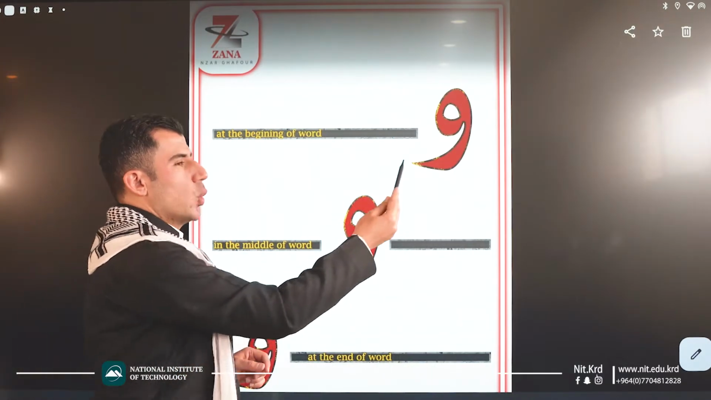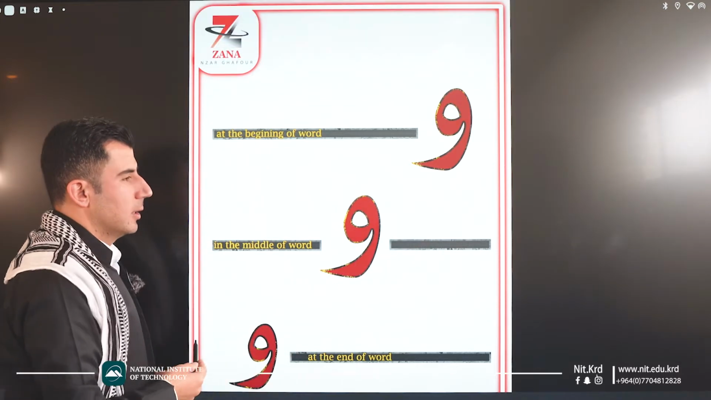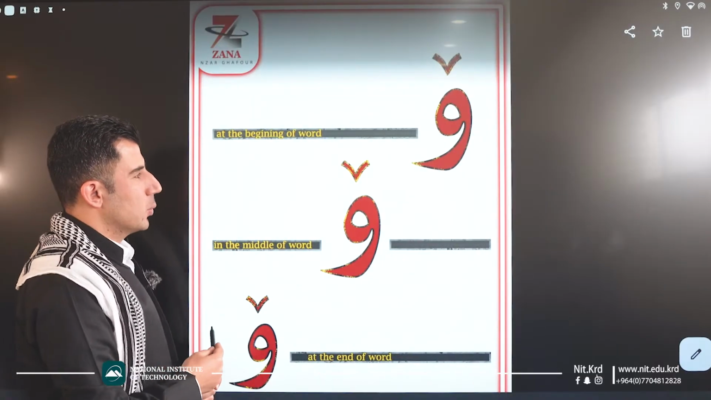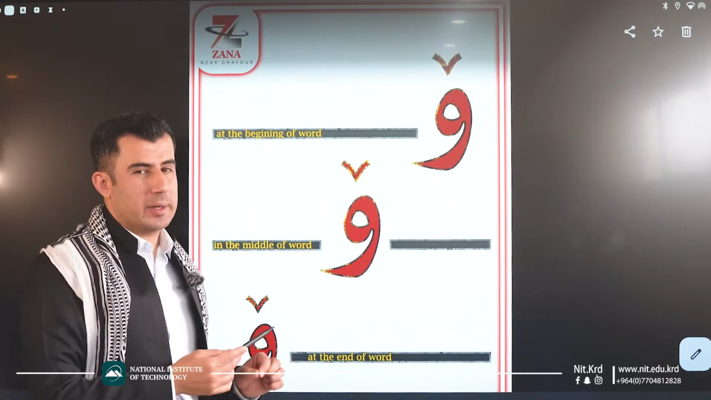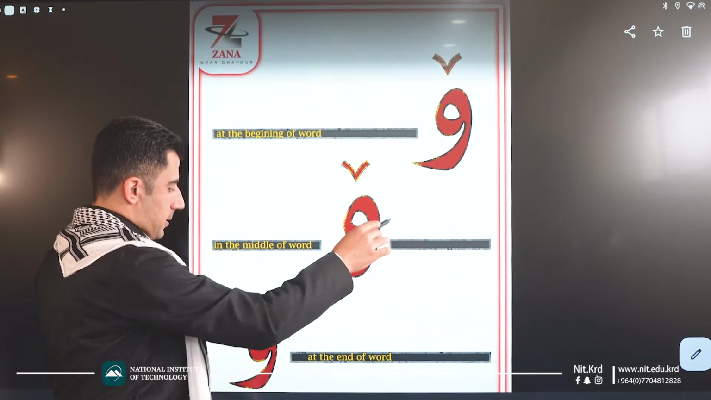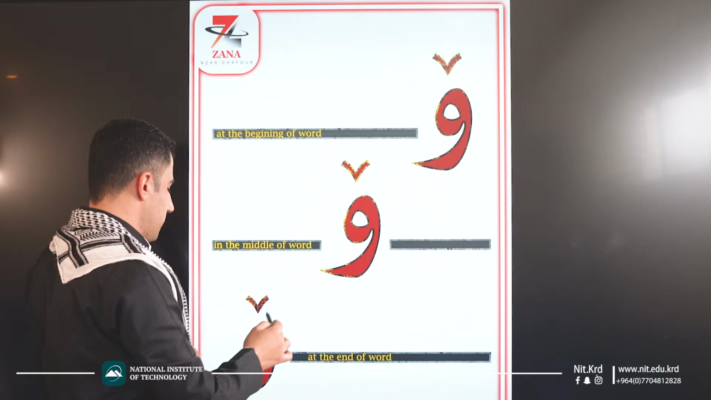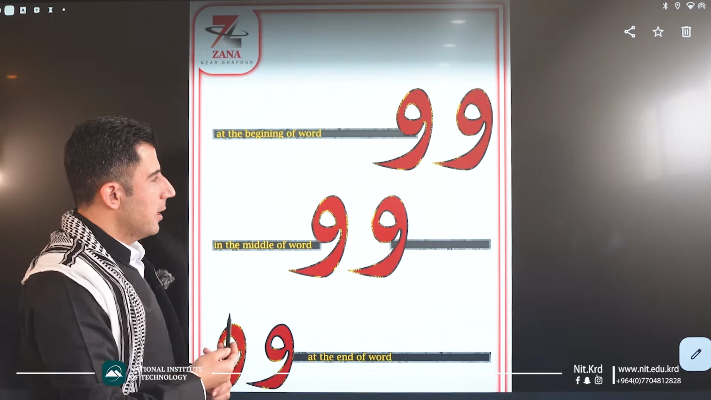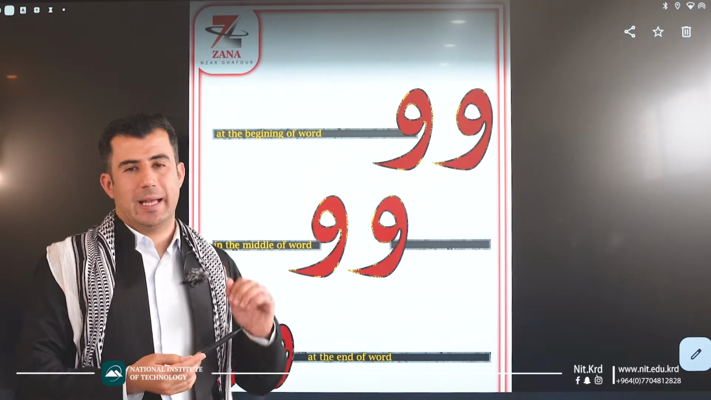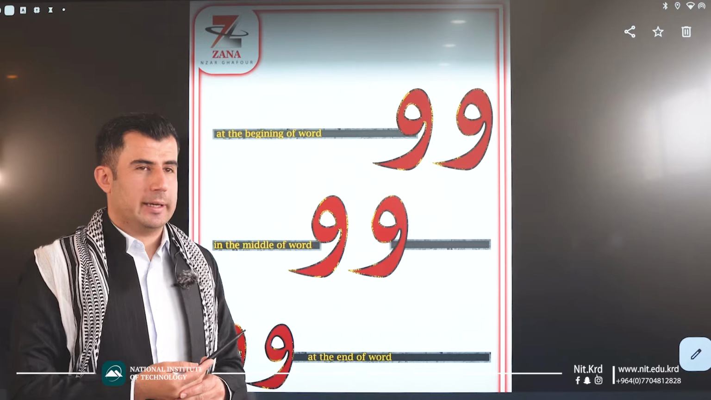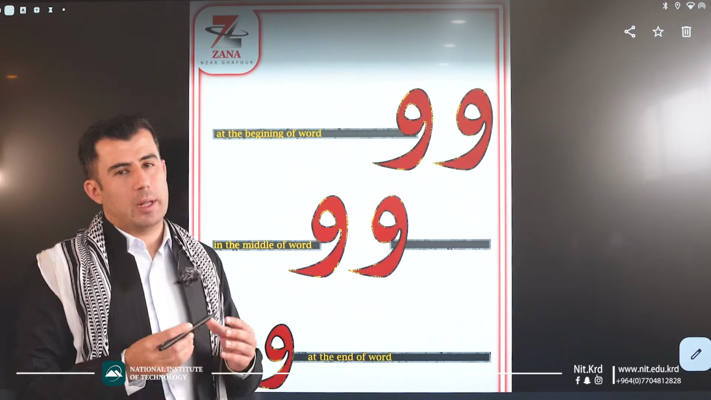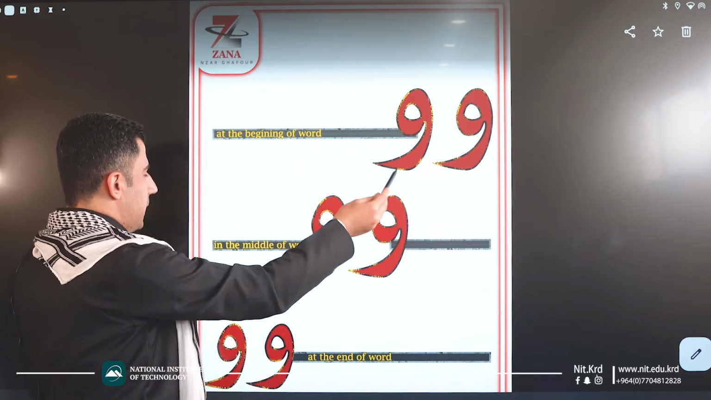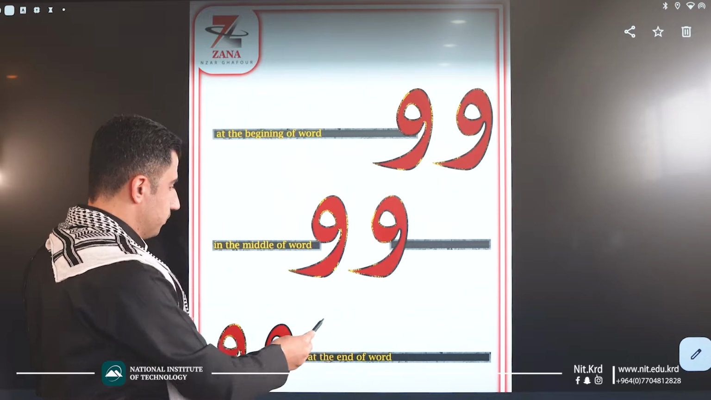Good. After that we have u. The same in every place. Good. U. After that we have wo. This one is wo. It's the same. We have the same shape at the beginning, in the middle, at the end. Wo. This is woo, a long woo. In English also we have it. Short woo and long woo. Also in Kurdish we have the same. It's the same at the beginning, in the middle and at the end.